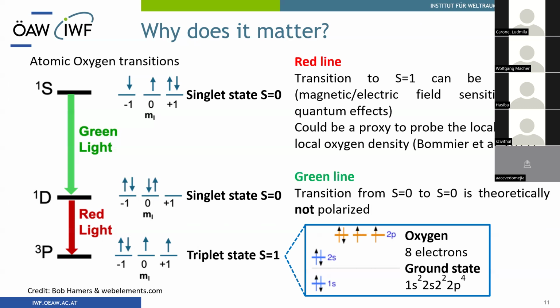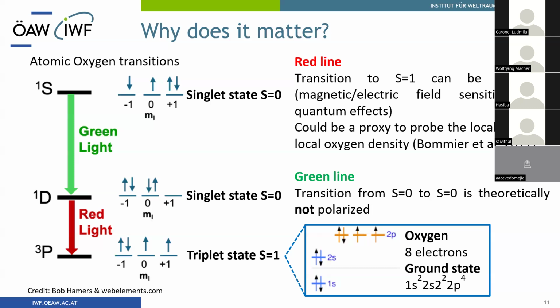This is intrinsically, by quantum mechanics, polarizable because you have a magnetic effect which splits this quantum state. And in theory, you expect polarization, especially in the aurora, because you have magnetic field, electric field, and all these effects. And some theoretical paper actually described that this could be a proxy for the local fields or the local oxygen density as well.